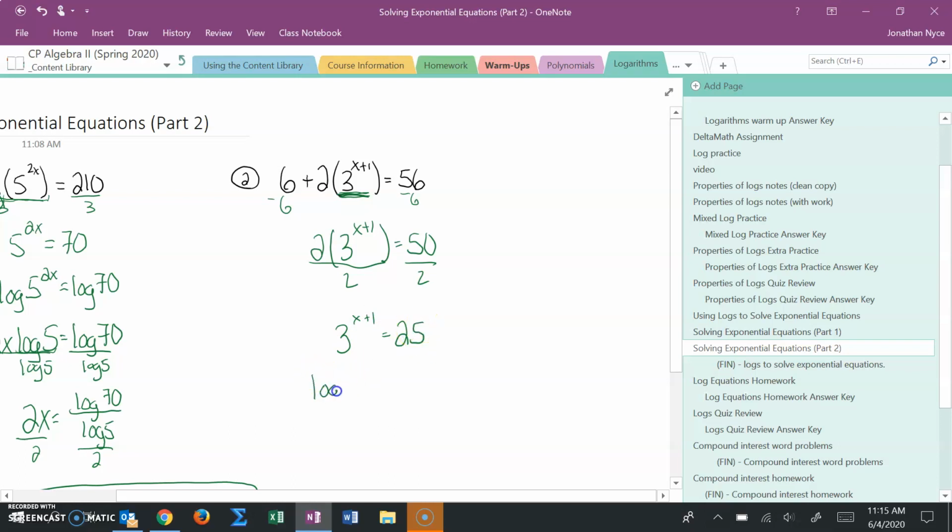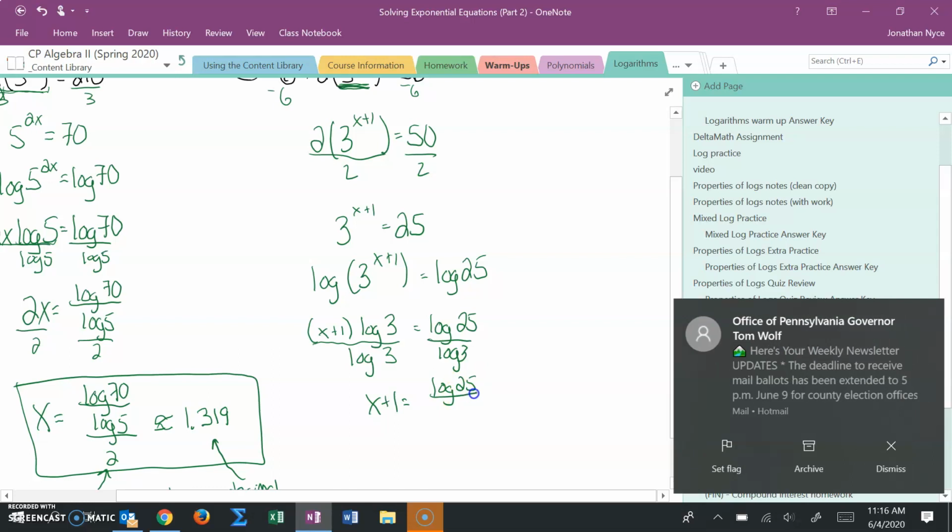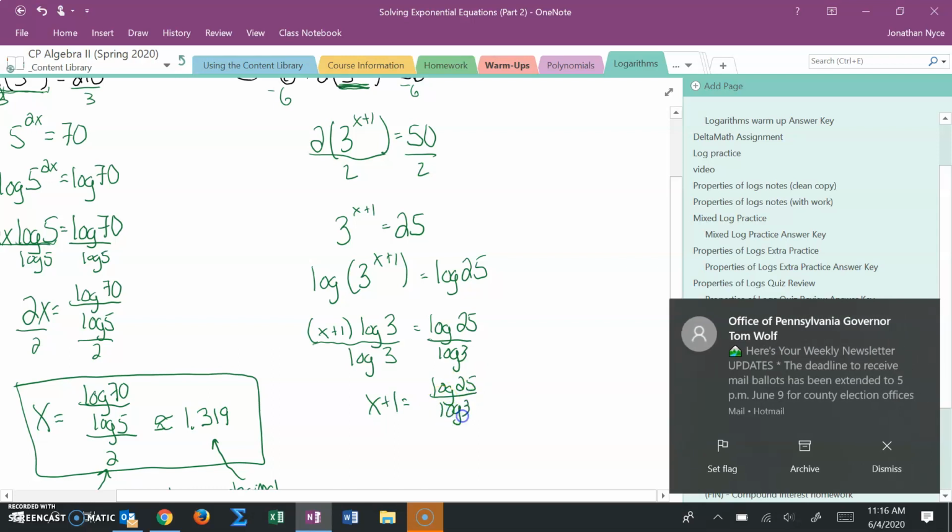And then we'll log both sides. And again, the reason we do that is because with the properties of logarithms, that x plus 1 can come in front. Then a couple steps from there, remember log of 3 is a number, just like any other number. We'll divide both sides by log of 3. And then we'll subtract 1.